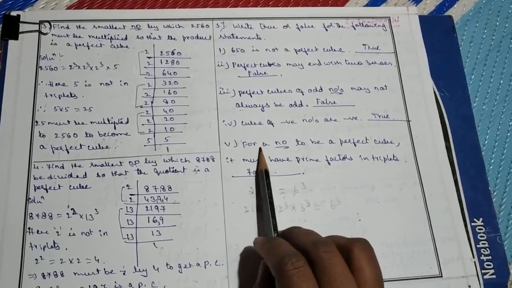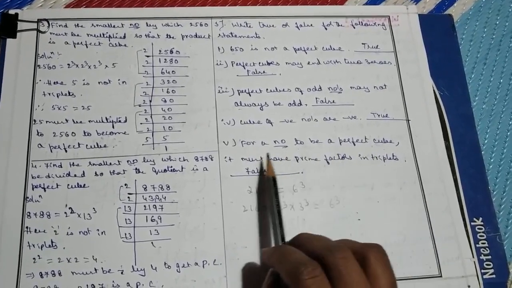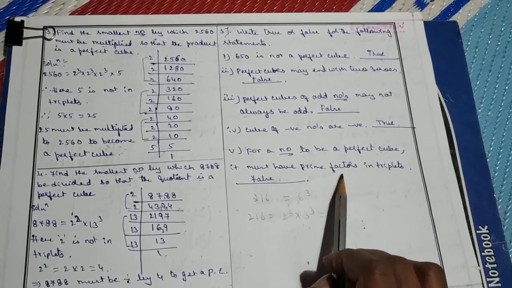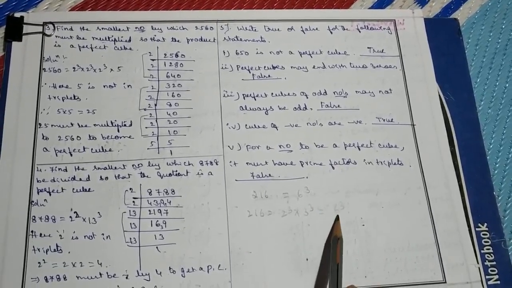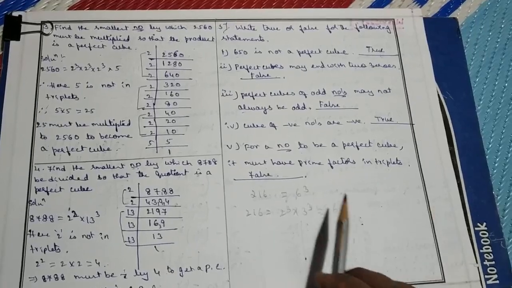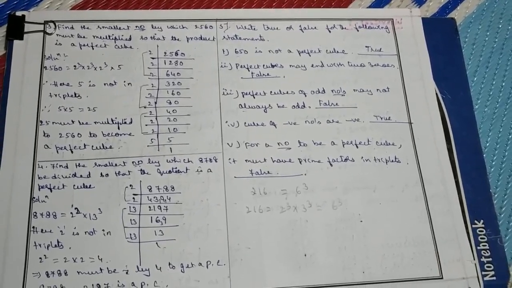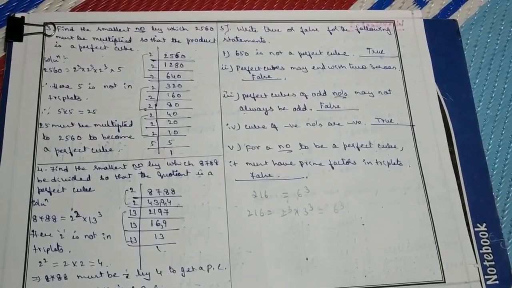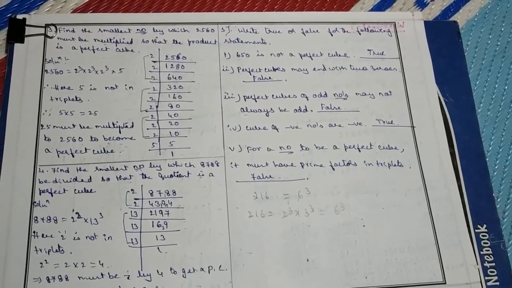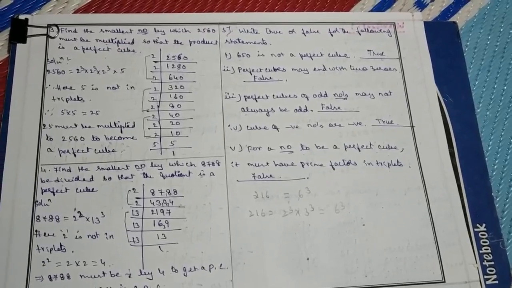But here the question says that for a number to be a perfect cube, it must have prime factors only. But we know that 6 is not a prime number. So it can be expressed in prime factors and also can be expressed without prime factors. But keep in mind, it should have triplets. That's all. Clear? So according to this, the statement is false.